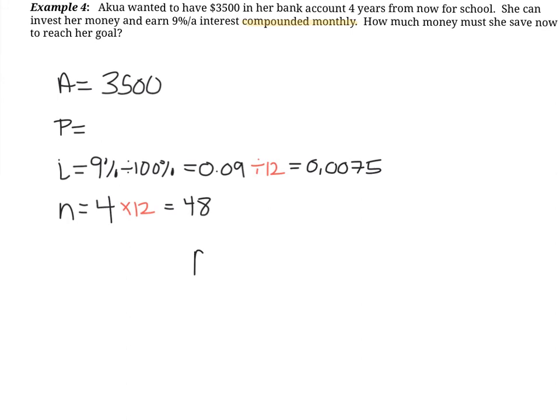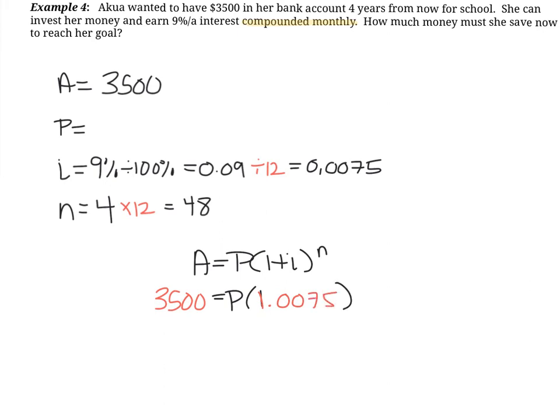So let's do this one last time. A equals P(1 plus I) to the power of N. In this case, we're given our final value. She wants $3,500. Our P value, the original amount, we don't know. And I'm just going to add these together really quickly. So 1 plus our interest rate is just going to be 1.0075. If that confuses you, just do it in 2 separate steps. And then all to the power of our N value, which is 48.